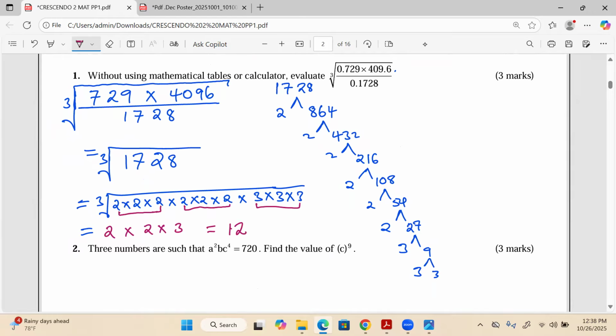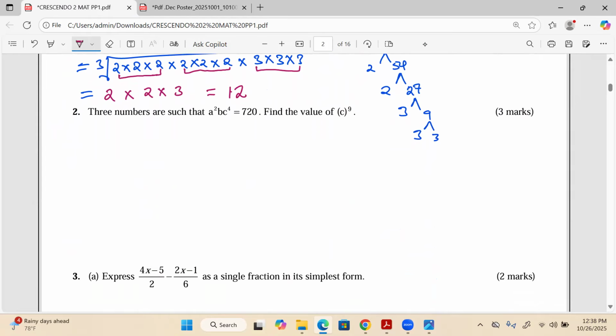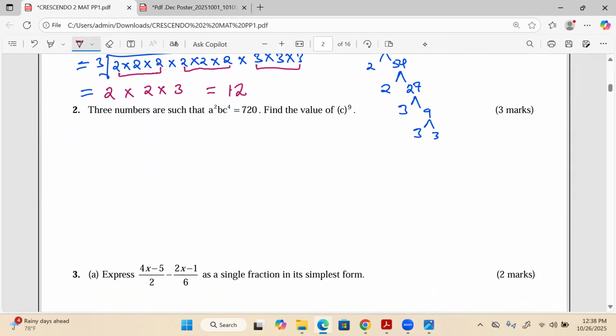Factorization to find cube root. Look at number 2. Three numbers are such that a squared times b times c power 4 equals 720. Find the value of c power 9. This one is a very technical question. We're supposed to factorize 720, then we ensure that it takes these factors, a factor to be in power 2, another one to be in power 1, and another one to be in power 4.